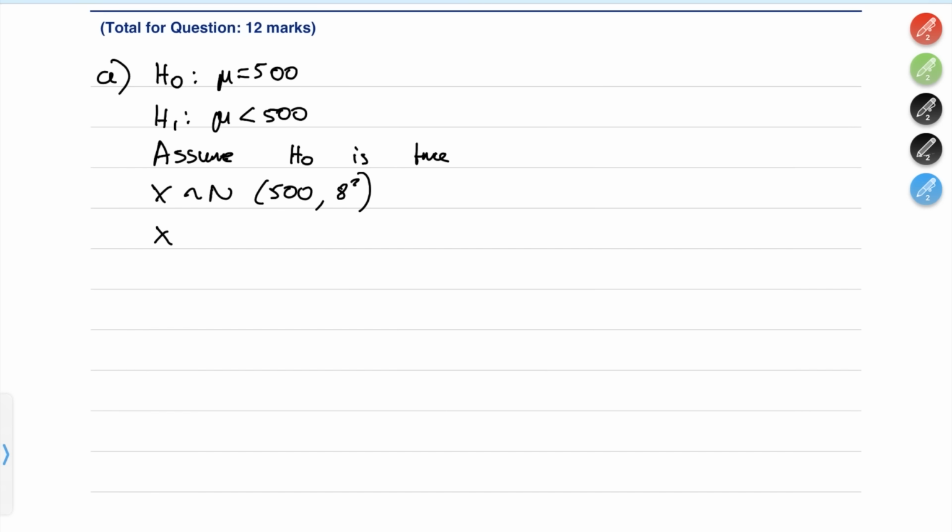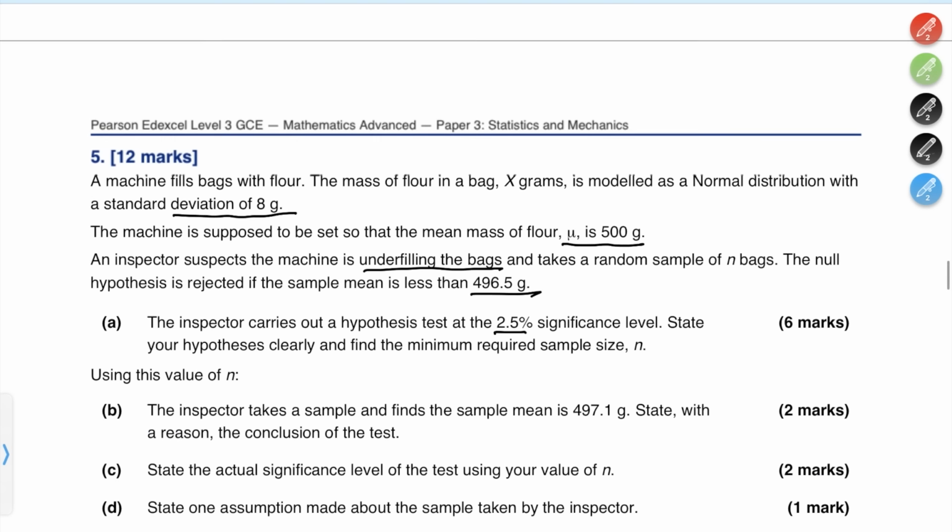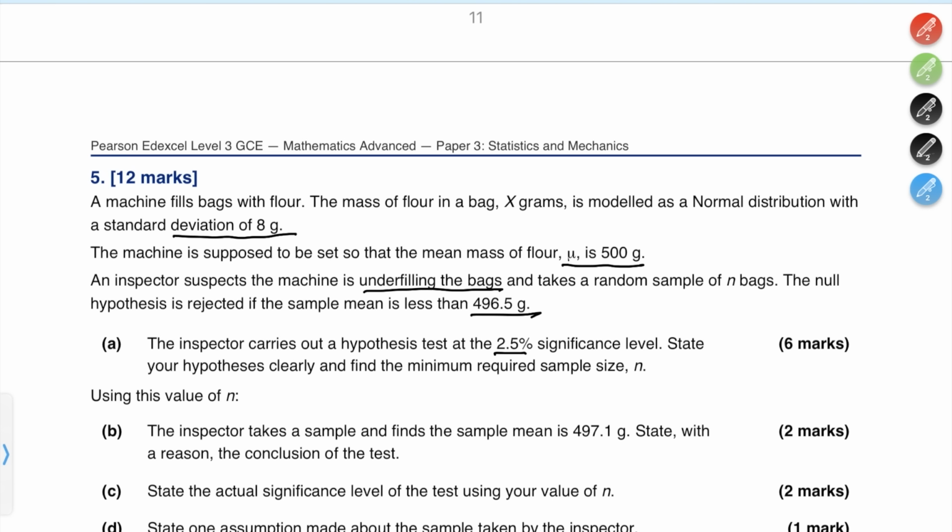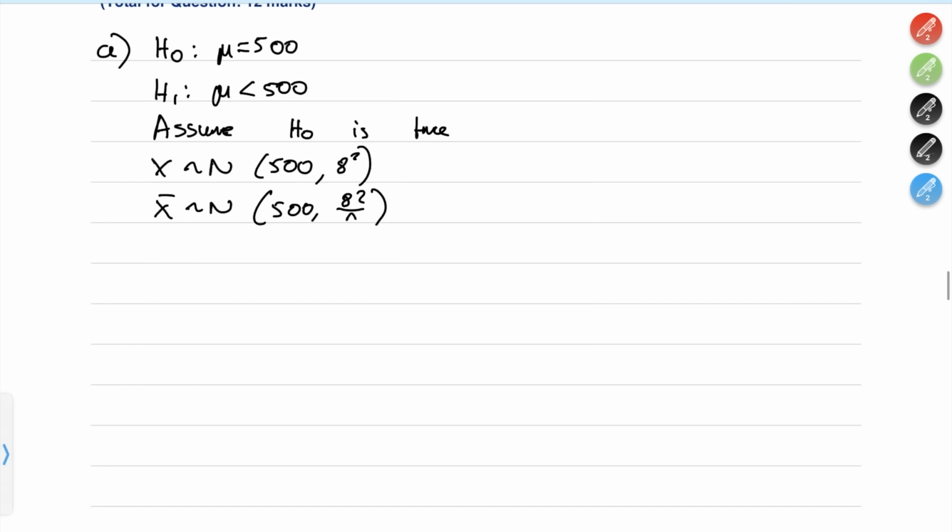Now we're going to take our sample size of n, but keep in mind we don't know what n is. So it'll be 8 squared over n. We know that we're going to reject if the sample mean is less than 496.5. Okay? So we know that our significance level is 2.5%, and it's one-tailed.